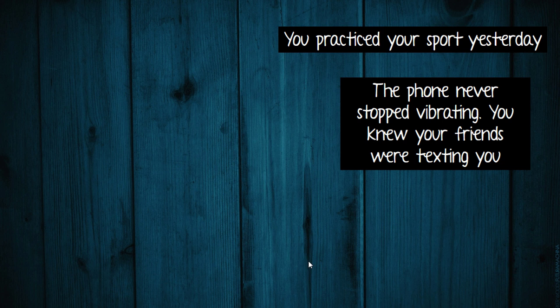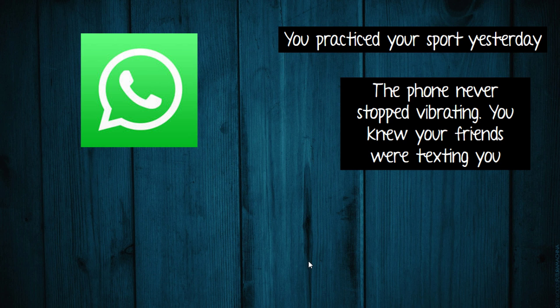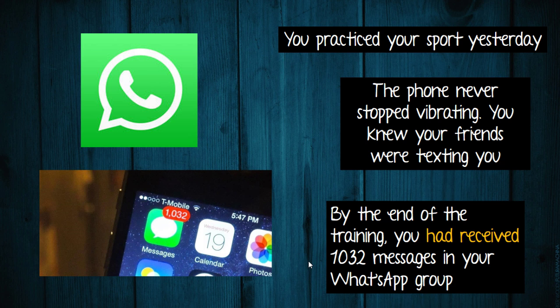The phone never stopped vibrating. You knew your friends were texting you. Right. Texting es mandarte mensajes. Vibrating, tal cual tú crees, es vibrar. By the end of the training, you had received 1,032 messages in your WhatsApp group.